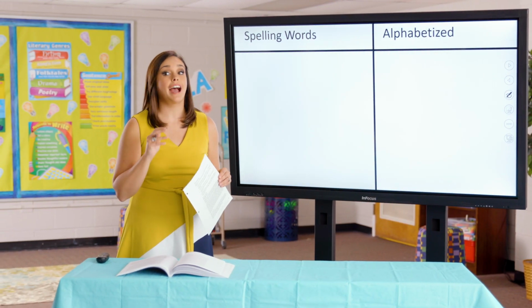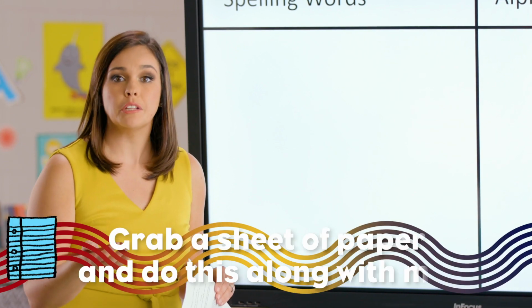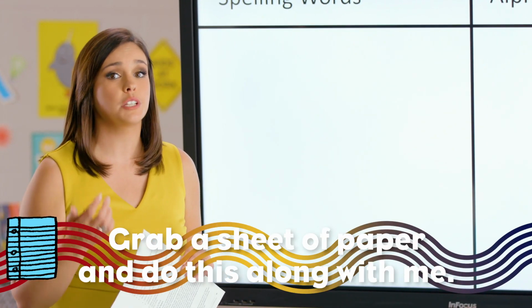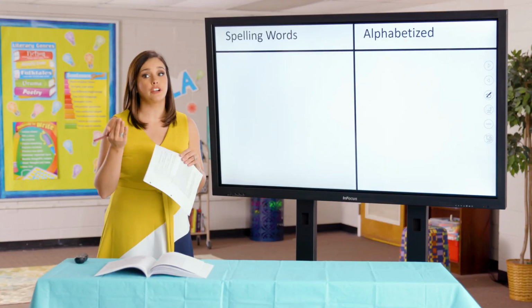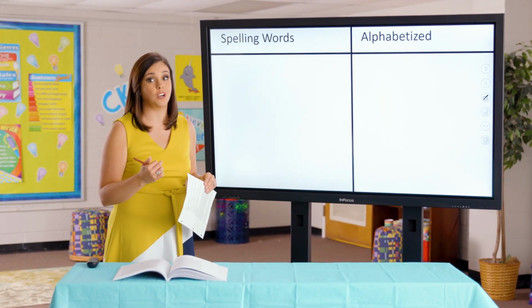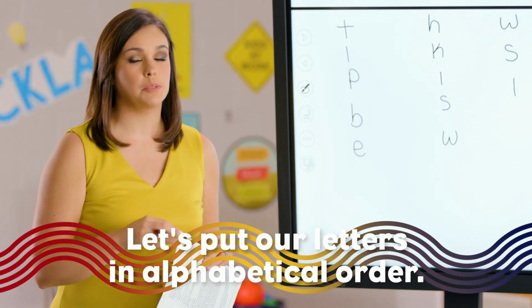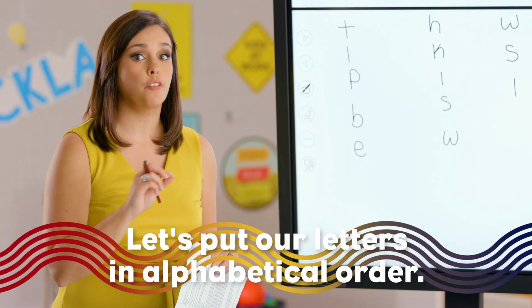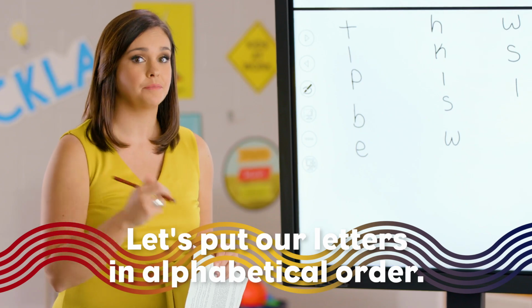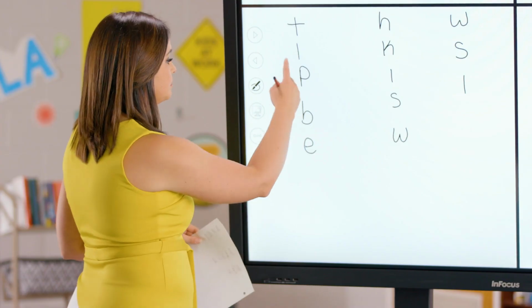For the next part, I am going to write the first letter of each of our spelling words. If you want to follow along, take out a sheet of paper and do this along with me. If not, feel free to sit back and pay attention carefully so you can be a pro at alphabetizing words. Now that we have the first letter of each of our spelling words, let's put them in alphabetical order from A to Z. We'll start by seeing if we have any words that start with A.